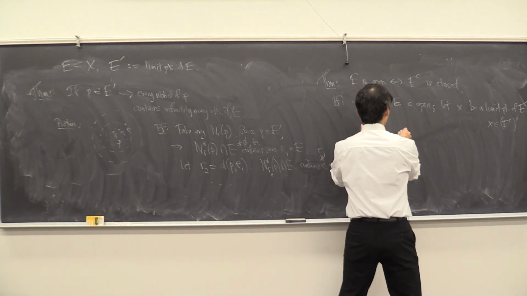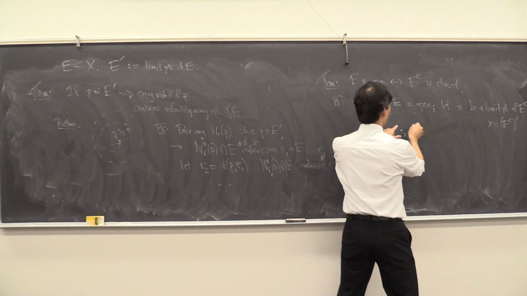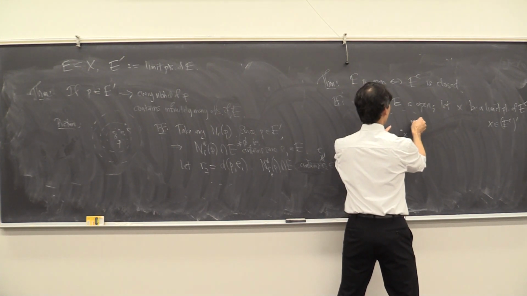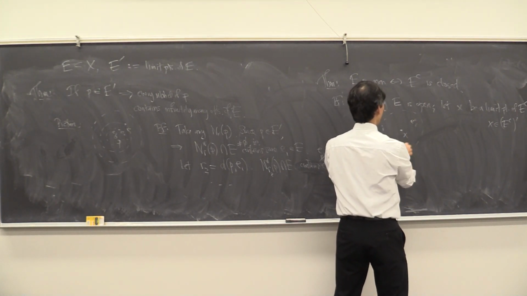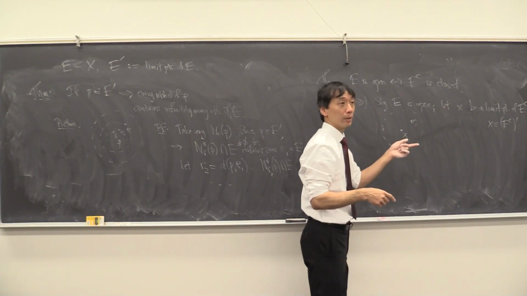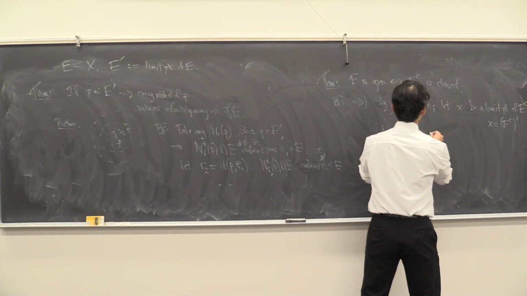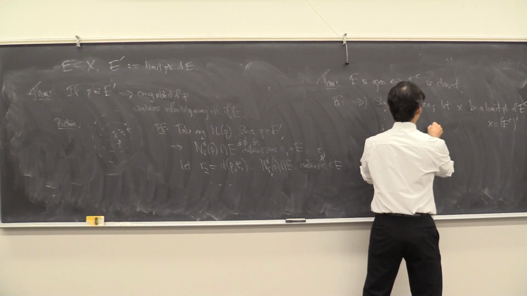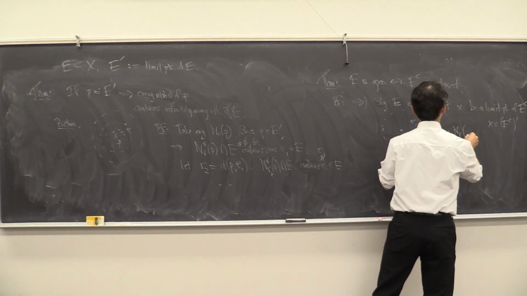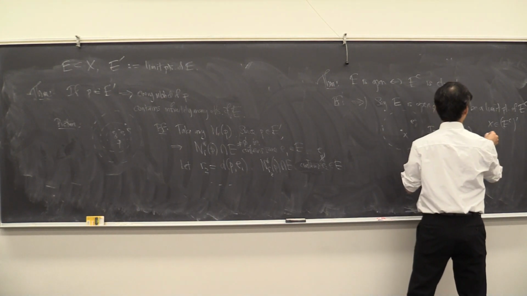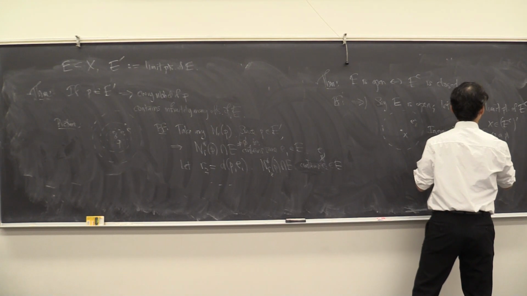So what does that mean? That means that here's X, and that no matter what neighborhood you take, there's somebody from E complement in there, right? So no matter what neighborhood you take, there's somebody from E complement in there, okay? So what does that tell you? So in every neighborhood of X, there's a point from E complement.